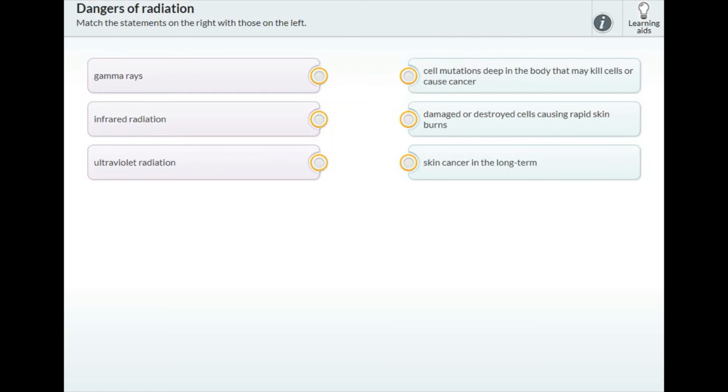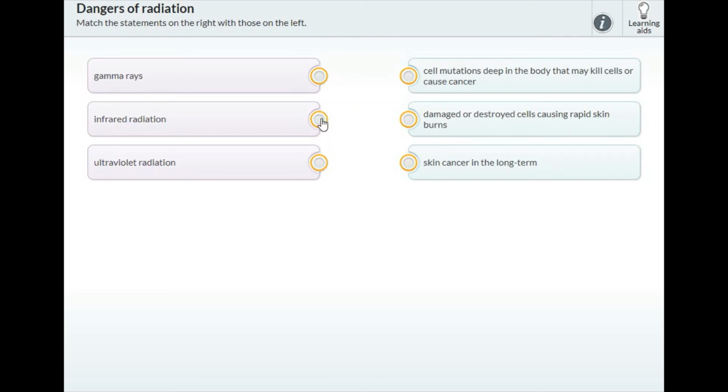Dangers of radiation. Match the statements on the right with those on the left. So we've got gamma rays, infrared radiation, ultraviolet radiation, and the statements are cell mutations deep in the body that may kill cells or cause cancer, damage or destroyed cells causing rapid skin burns, and skin cancer in the long term. This one is the most dangerous, this is less dangerous, and finally, it's all damaging, but this takes a long time, long-term skin cancer. This is the least, isn't it? Because it's just damage caused by burning.